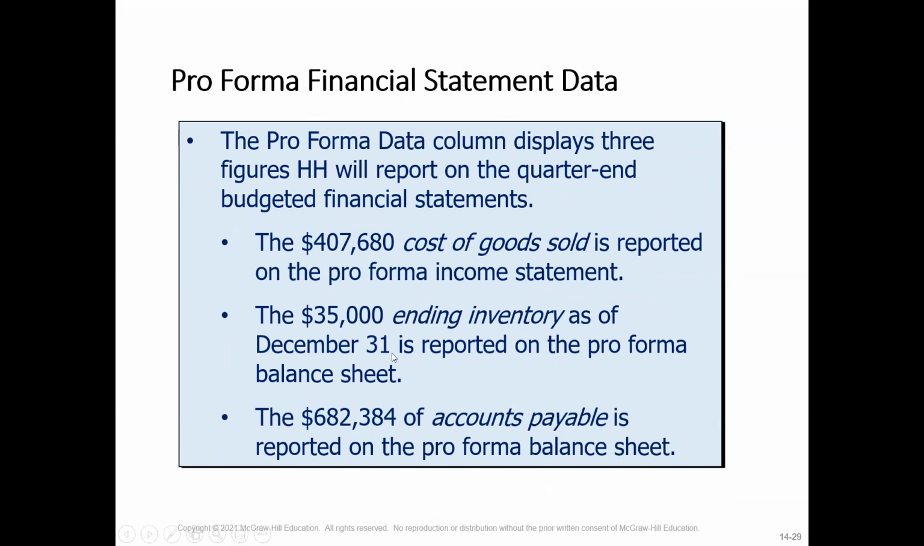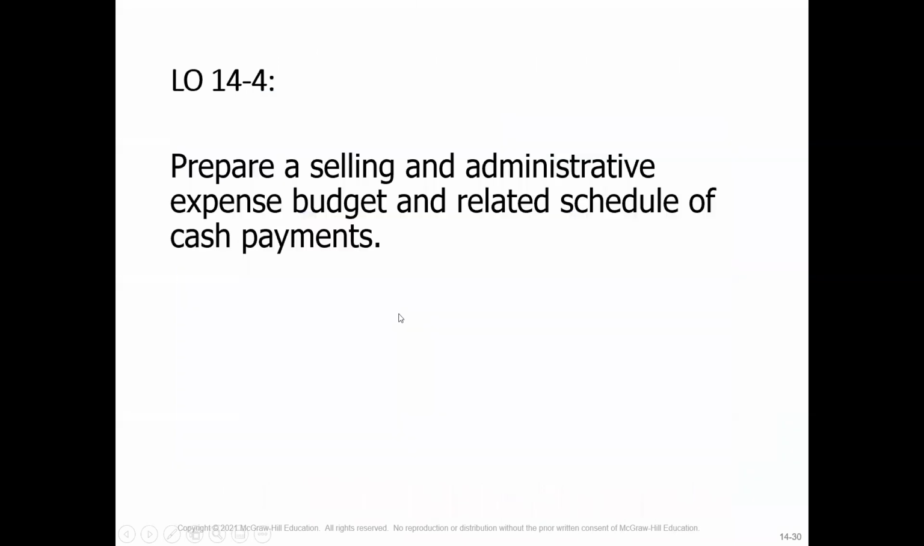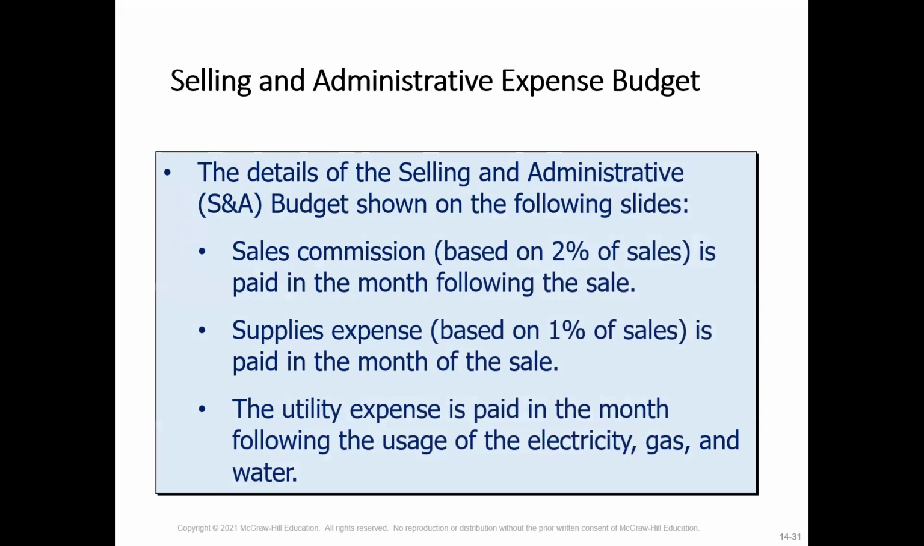So selling and administrative expense budget, a lot easier than these other two. Basically, you're looking at sales commission, supplies expense, utility. And those are the ones that are given. Some of those are going to be tied to sales, some will not. Some might be fixed amounts. So sales commission is tied to total sales revenue. So 2% of total sales revenue.